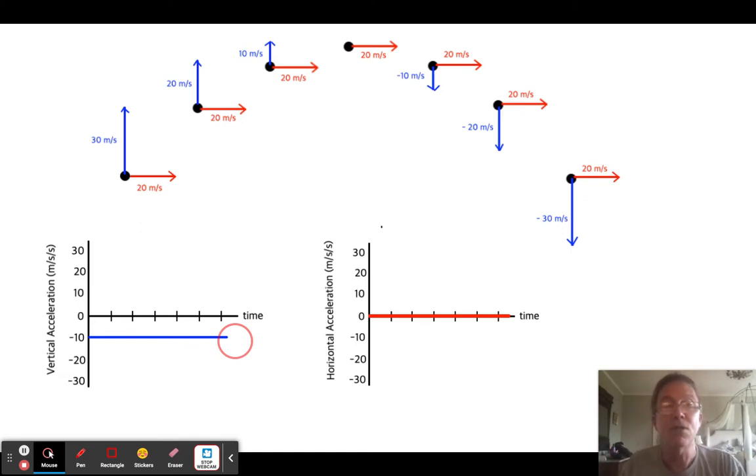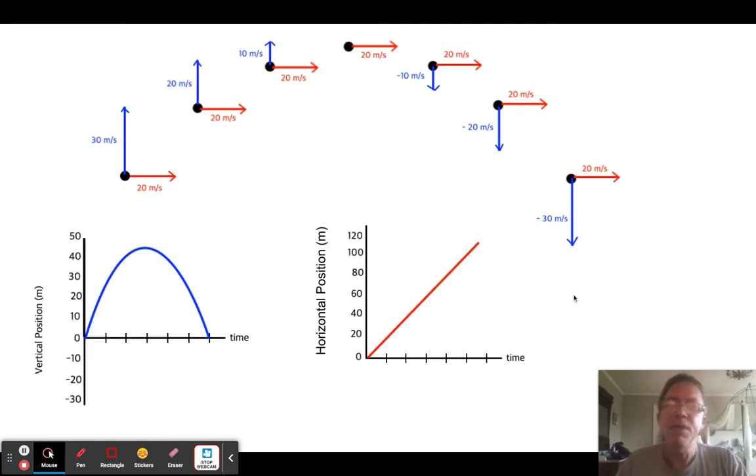However, the horizontal motion, because we're going to discount any kind of acceleration caused by drag or air friction, whatever we want to call it. So it's got an acceleration of 0 the whole time. Now let's try position. Now, be a little bit careful with this one.